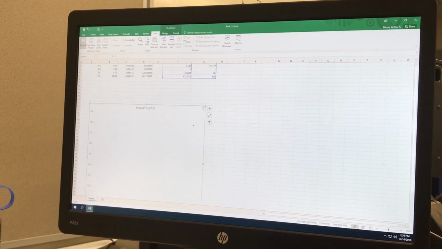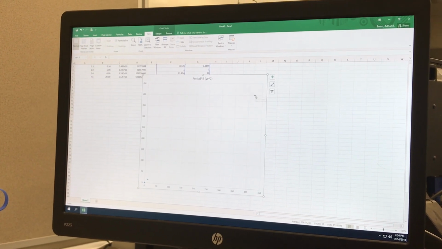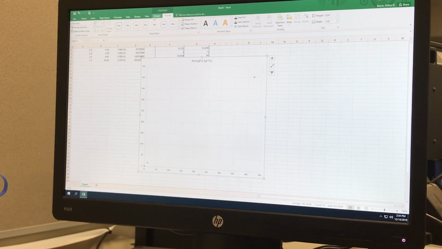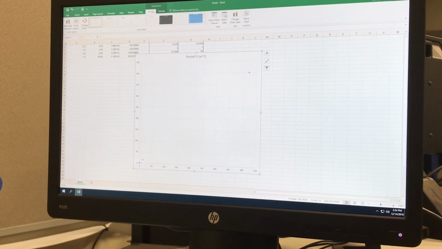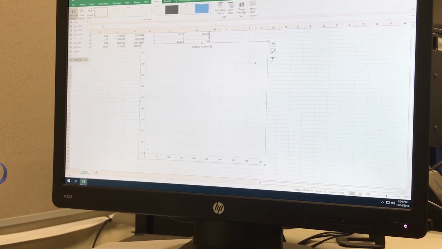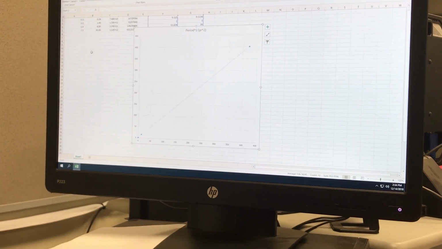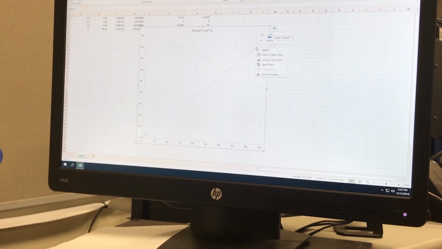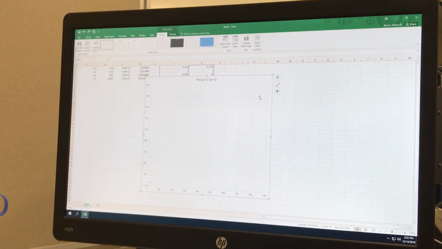Okay. So that's how, and then you're going to come in here to chart tools. You can either go to design and tell it add chart element and tell it to add a trend line like that, linear. Okay. See how it goes through all the points? Or you could right click on it. Here, so this is the way it was.